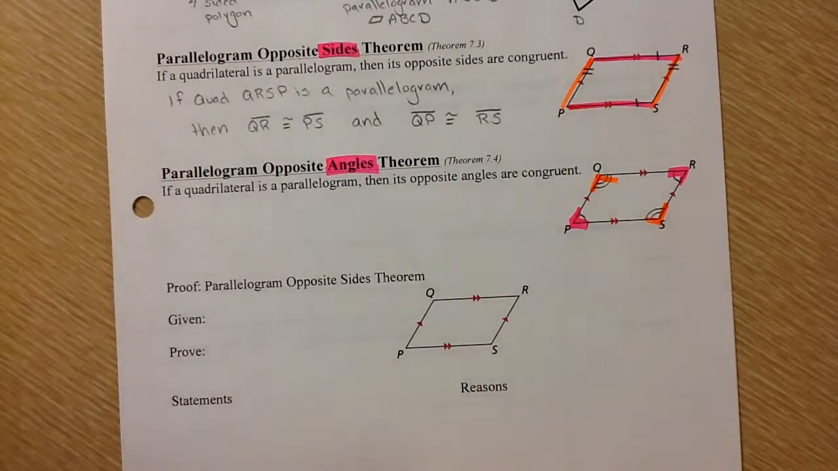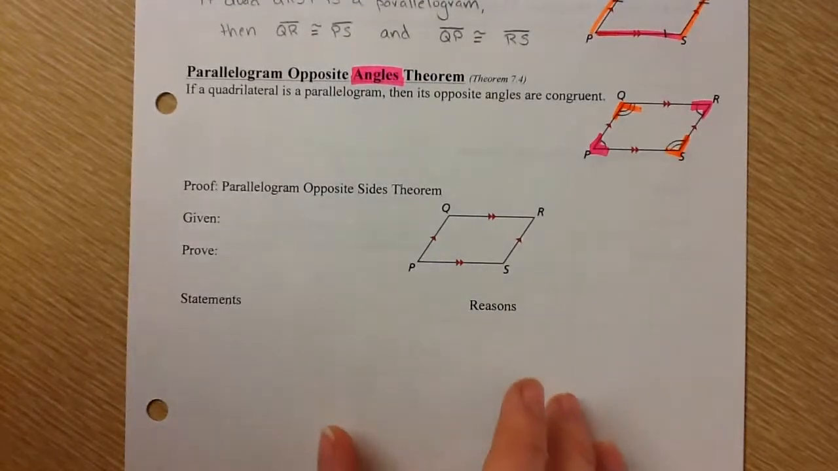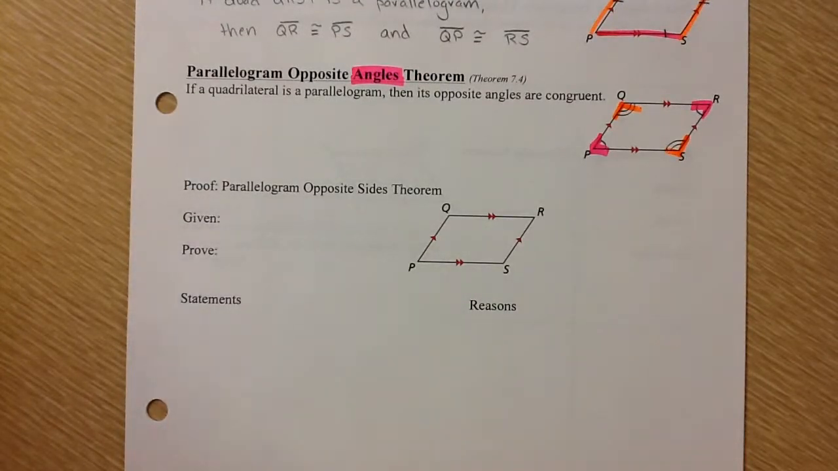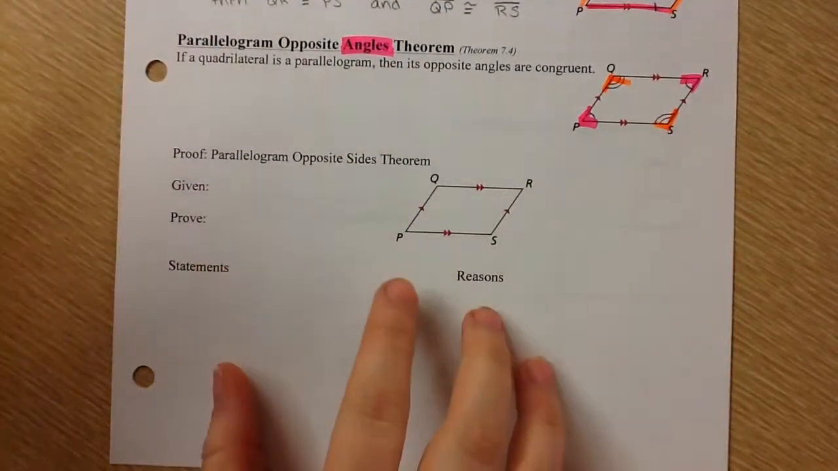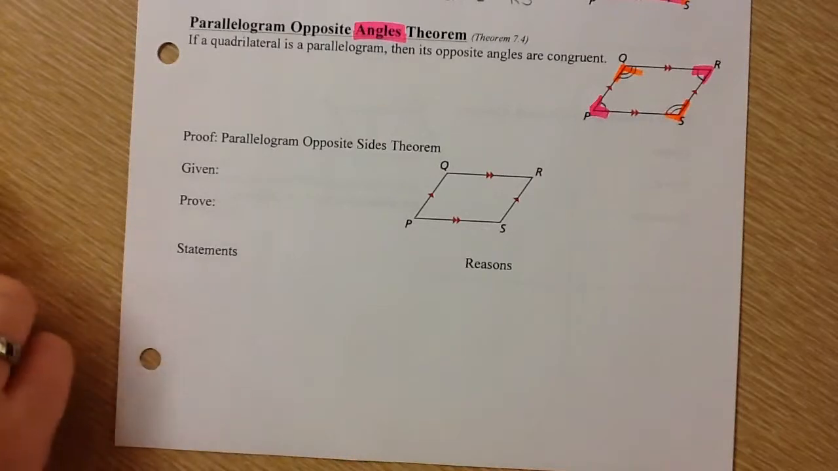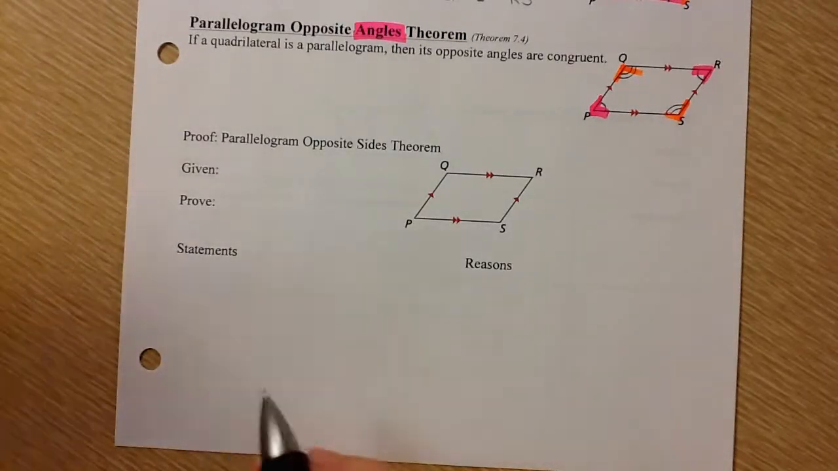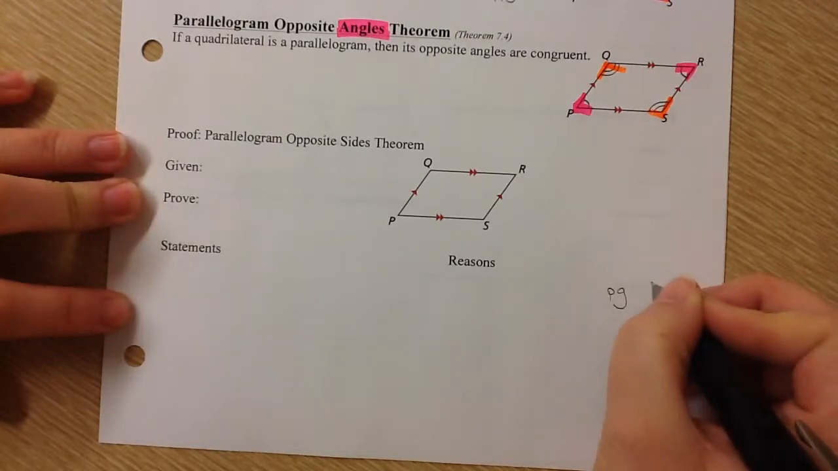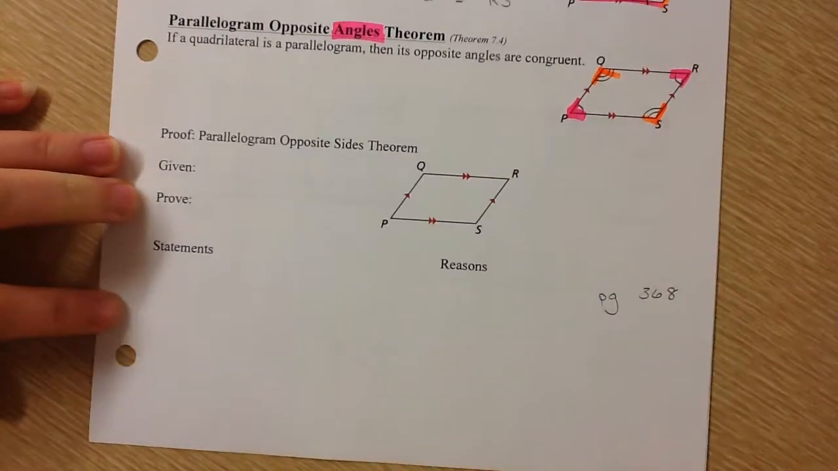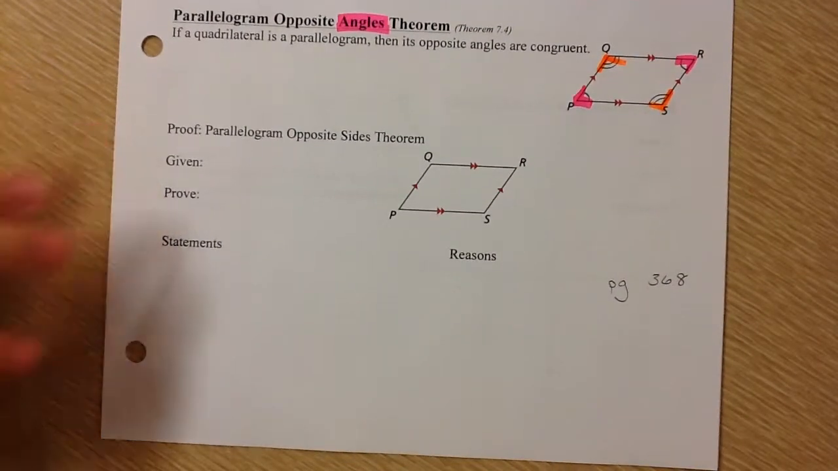All right. Now we're going to briefly discuss the proof for the parallelogram opposite sides theorem. I'm not going to write out the entire proof, more of a plan just so we get the gist. The entire proof is found in your book on page 368. We're just going to talk about how it's proven.